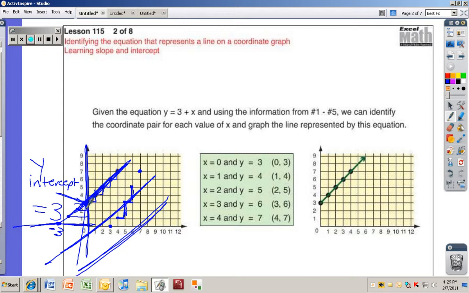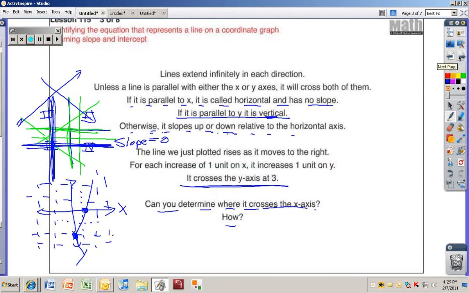The reason it's right here is because of the y-intercept. What's the y-intercept? 3. Do you see it? Yeah. It's got the 3 right there. That's where it's going to cross the line. Whatever that number is, that's where it's going to cross the line. Okay.